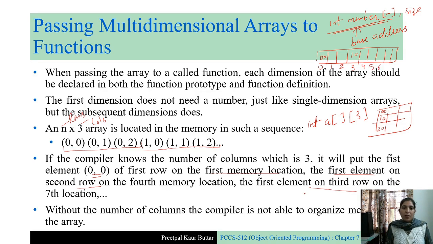Okay, so the compiler only needs to know how many columns are there in each row. It does not need to know how many rows are there. Without the number of columns, the compiler is not able to organize memory for the array. So we need to tell the compiler how many columns there are, but the number of rows is not required. It can be skipped.